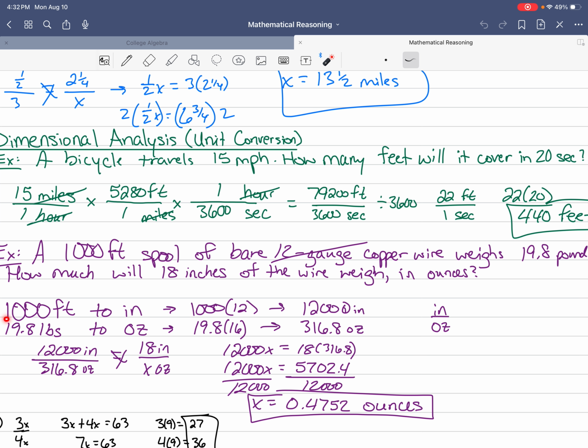So 1,000 feet to inches. There are 12 inches in 1 foot. So 1,000 times 12 is 12,000 inches. Now we're going 19.8 pounds to ounces. There are 16 ounces in 1 pound, so 19.8 times 16 gives you 316.8 ounces. All right. We are doing inches to ounces. That is our ratio here.